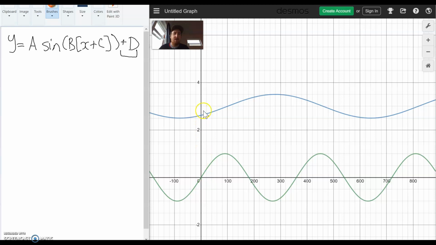And if we have a look at this graph, well, the peak appears to be at, what's that, 3.5? And the trough appears to be at 2.5. So that means that middle bit in the middle, which is 3, appears to be the height. So that means our graph has been moved up 3 units. So for that, d is going to be equal to 3.